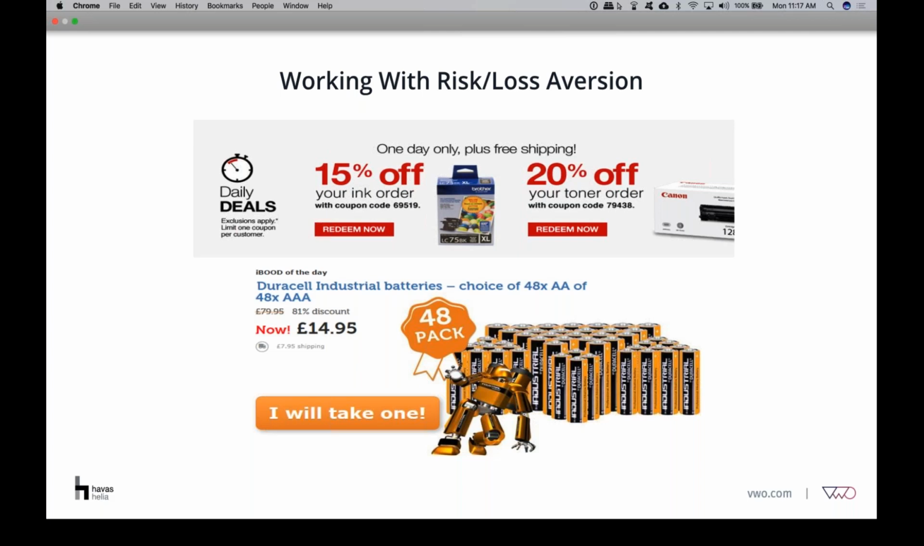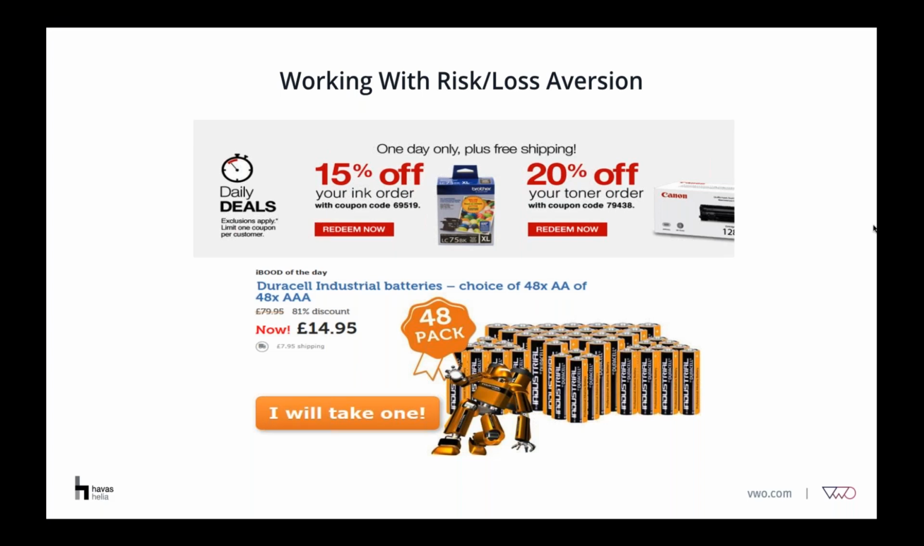So with this, I'll ask Rahul to take it over from here. Rahul will be discussing how you can validate these different techniques and components of behavioral economics with conversion optimization. Rahul, over to you.